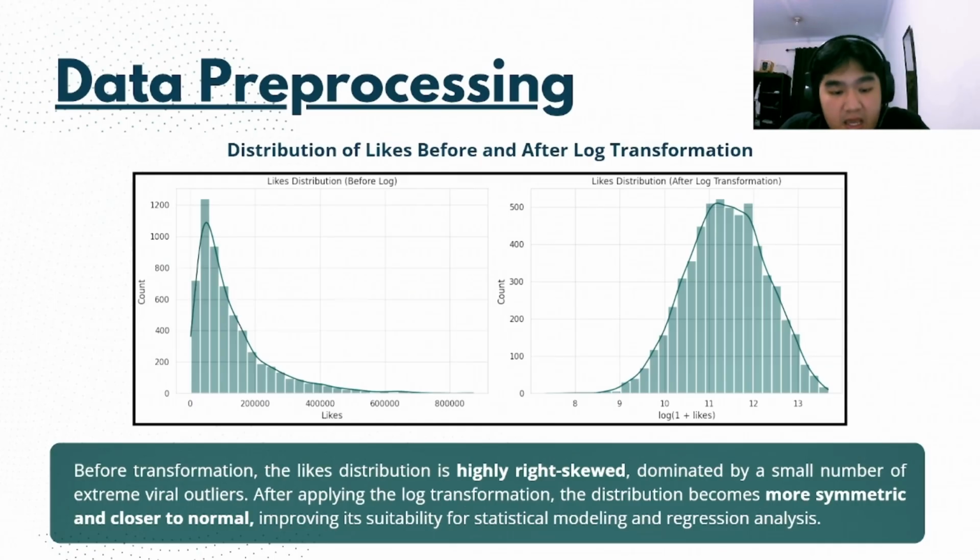Data preprocessing. Before transformation, the likes distribution is highly right-skewed, dominated by extreme viral outliers. After log transformation, the distribution becomes more symmetric and suitable for regression modeling.